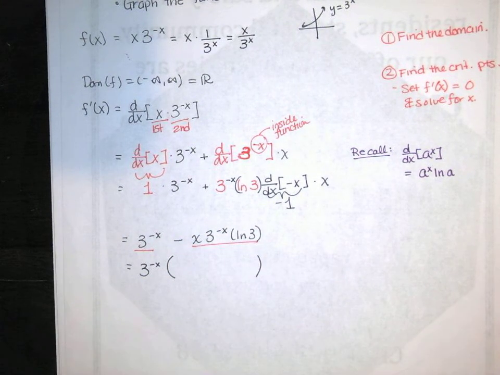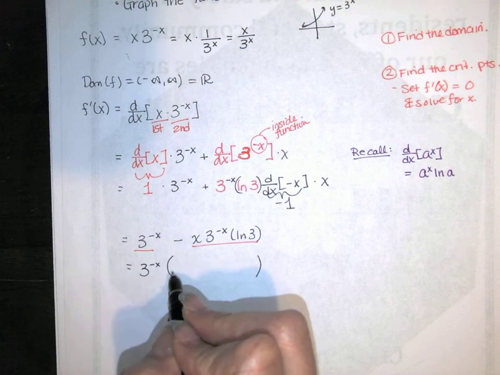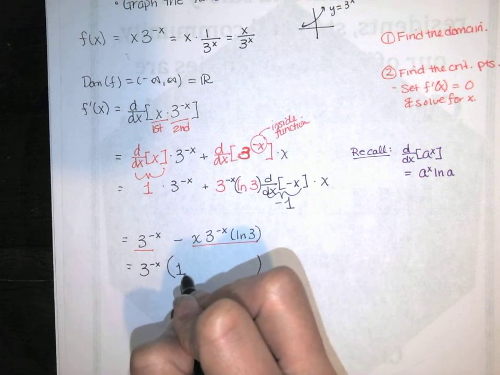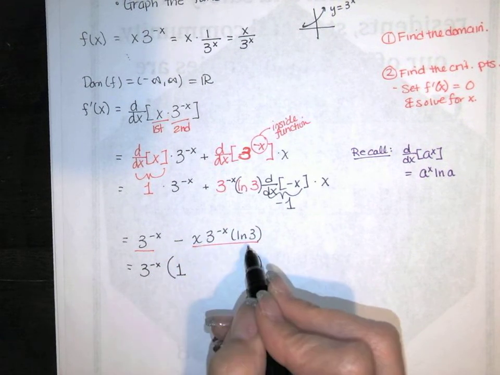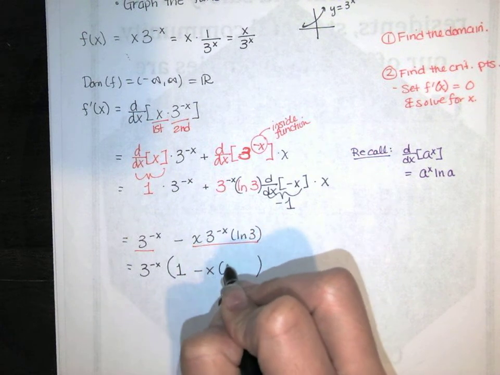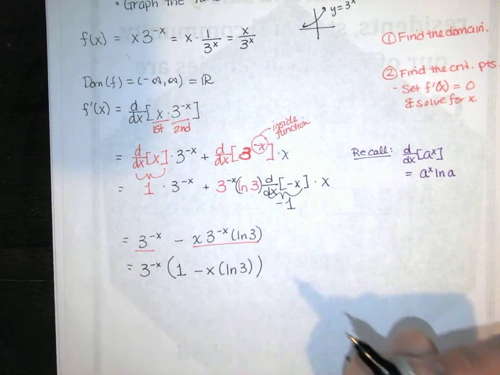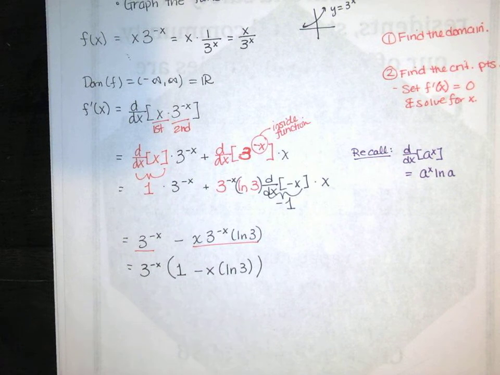So you get that out, and then you say to yourself, 3 to the negative x times what gives us the first term? That's just a 1. And 3 to the negative x times what gives us the second term? I need the negative x and the natural log of 3. Natural log of 3 is just a constant. I know it looks weird, but it's just a constant. It's just like a 3. It's just like a number. It's a number times x. Okay, so this is f prime.